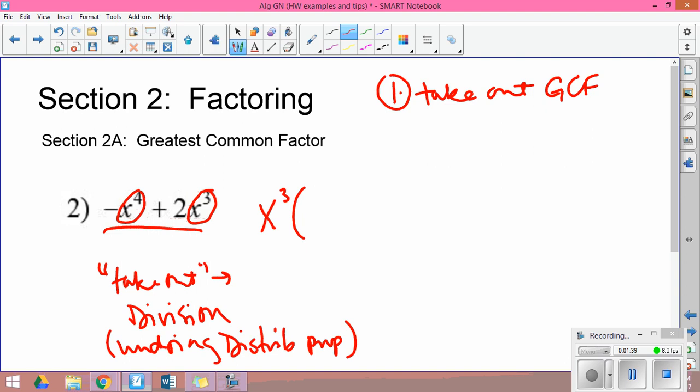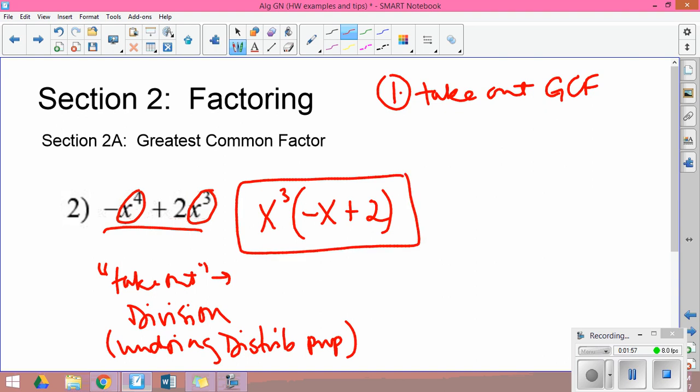So when you get done, if you take a quick check of the distributive property, you should end up with exactly your original. So if I take out 3 x's from x to the 4th, negative x to the 4th, I have negative x left. If I divide 2x cubed by x cubed, I have 2 left. And that is your answer, because negative x and 2 don't have anything in common. If you take a quick check of your distributive, you'll end up right back where you started, and then you know you did it correctly. So, sorry, that was number 2 in your homework.